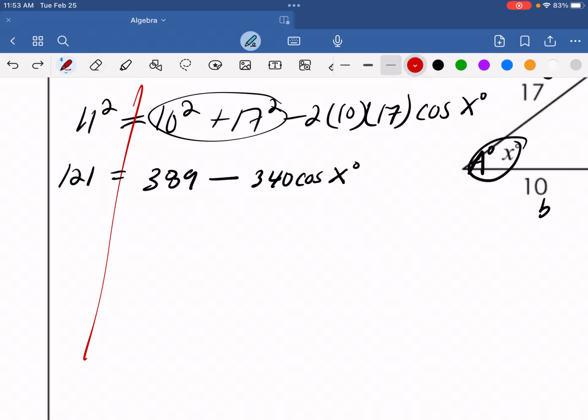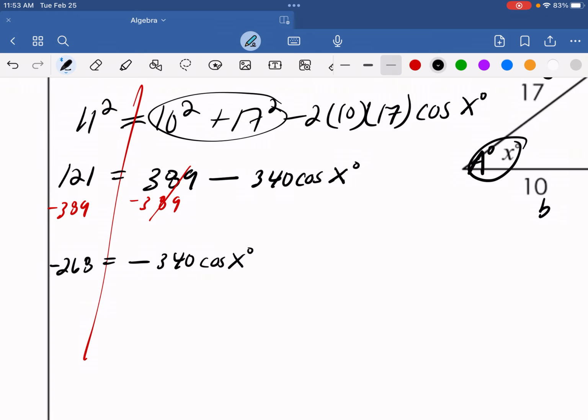All right, so instead we need to get x by itself. How do I get x by itself? Move everything to the left. Which one goes first? The 389. It is a positive, so you got to subtract. So 121 minus 389, you get negative 268, and it equals negative 340 cosine x.